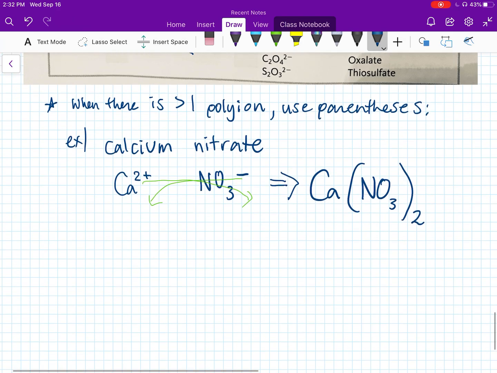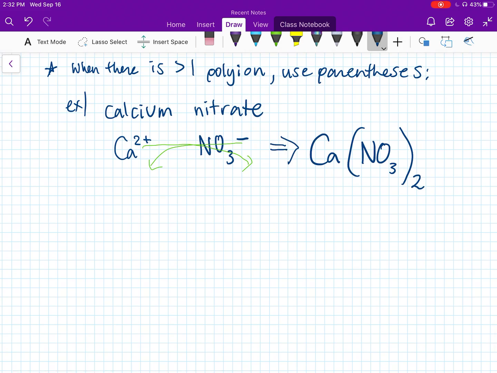Let me give you a couple of other examples. Write the formulas for the following ionic compounds.